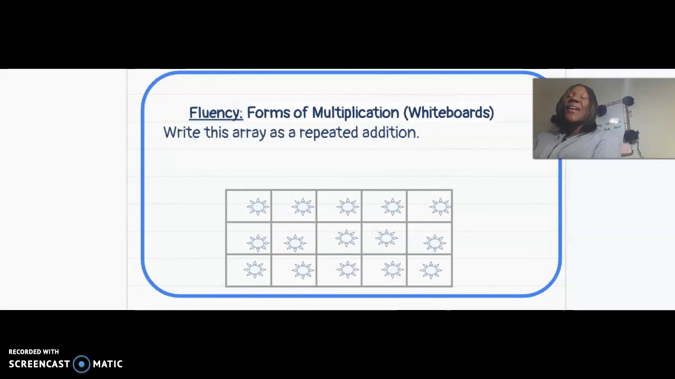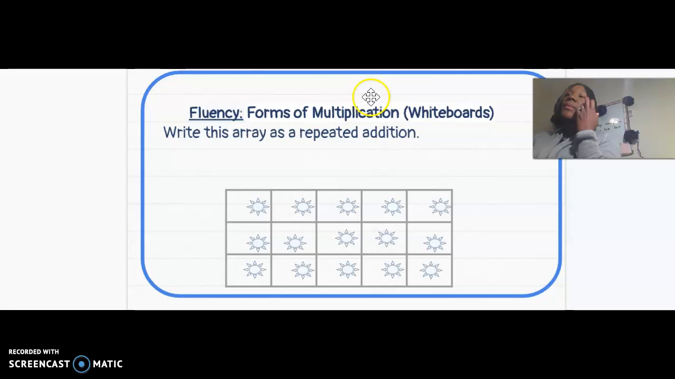Mrs. Thompson here, and I am here with your second fluency option, but this is the second activity. So we need whiteboards for this activity. If you need to pause, go ahead and get out your whiteboards and markers if you don't have them already. Okay, boys and girls. So we are going to be using our whiteboards just to practice some things that we've learned already.